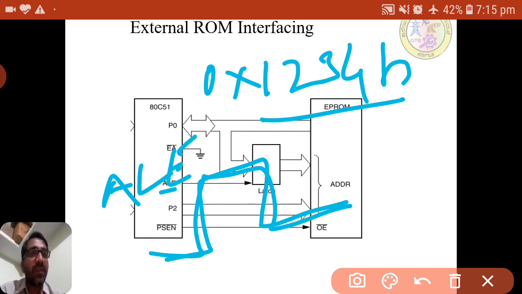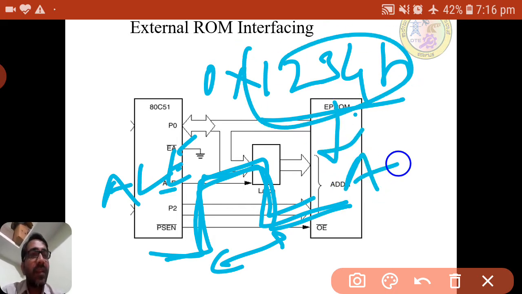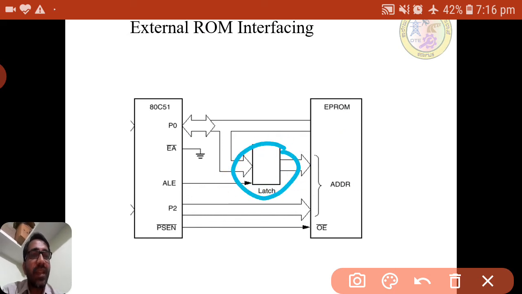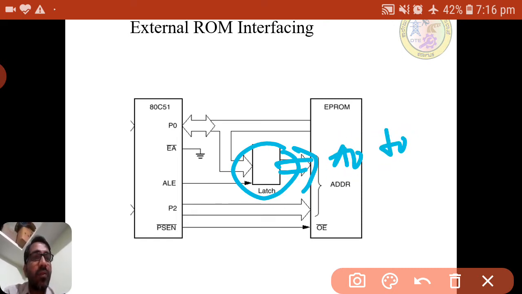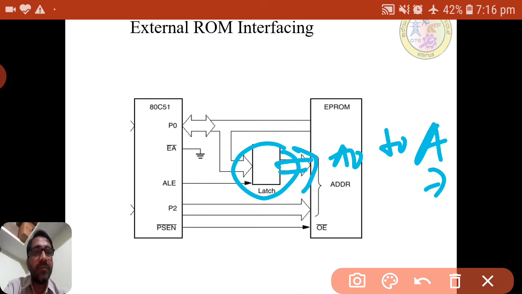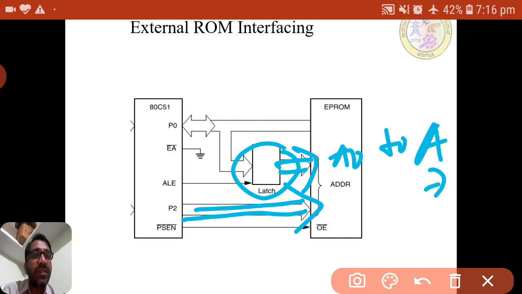During that time it will place the value, then it will generate this one. So during this ALE value, this value will act as an address, and it will be latched in this latch and given to the PROM. So this will act as an address bus, that is A0 to A7. The rest, port 2, we can use directly as address bus; it is not multiplexed.